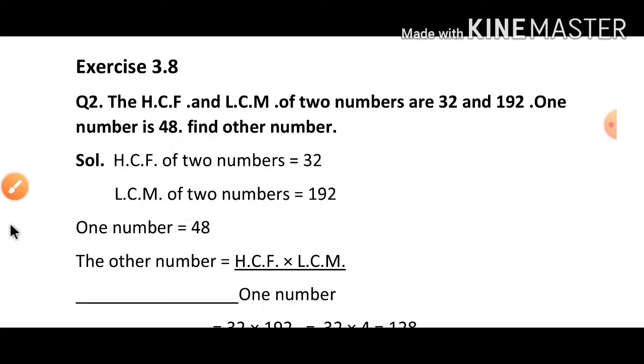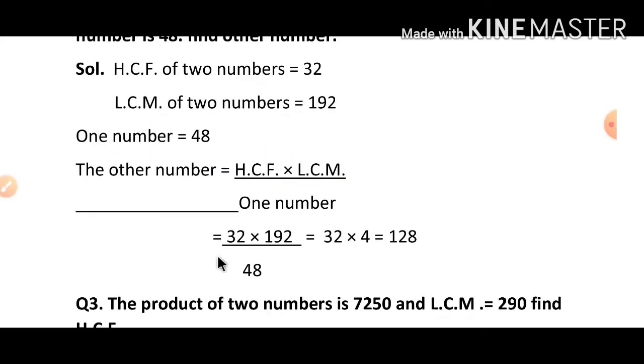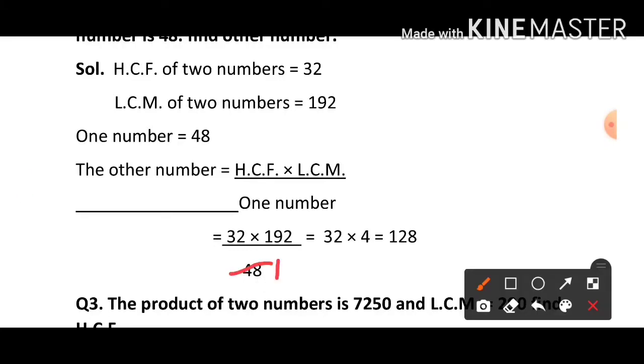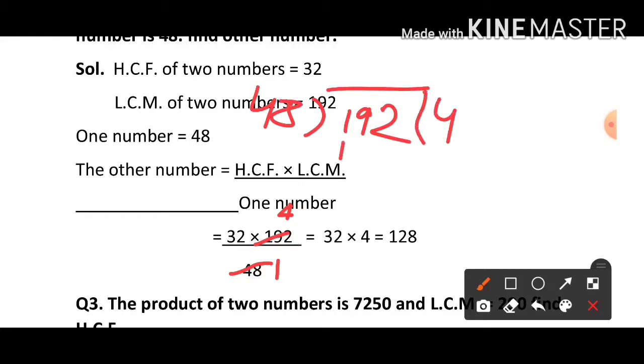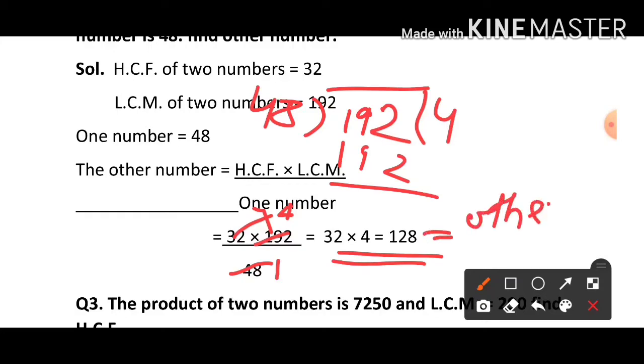Now the next process is to put the values into HCF into LCM upon one number. So HCF is 32, LCM is 192 and one number is 48. Now you can divide the numbers here only. You can see that 48 ones are 48 and 48 fours are 192. You can divide this. 48 fours are 192. So the remaining numbers are 32 multiply 4, which is equal to 128. So you can see that the value of the other number is 128.